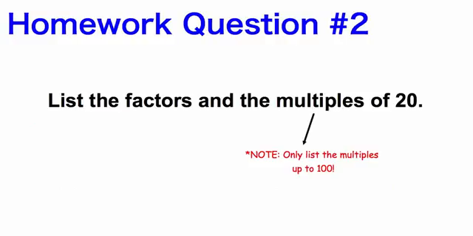Homework question number 2. List the factors and the multiples of 20. For the multiples, just list them up to 100. You don't need to go beyond that. So remember, multiples, you're counting up. Factors, you are finding numbers that multiply together that equal 20.